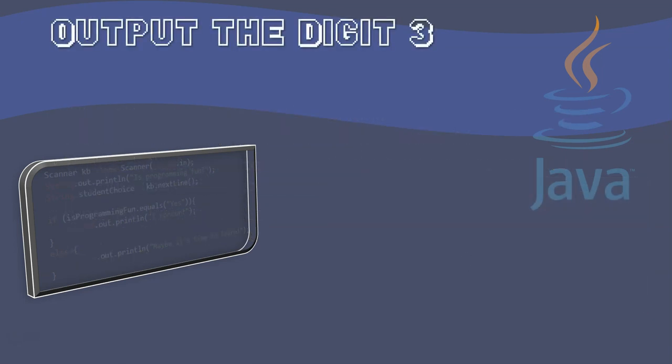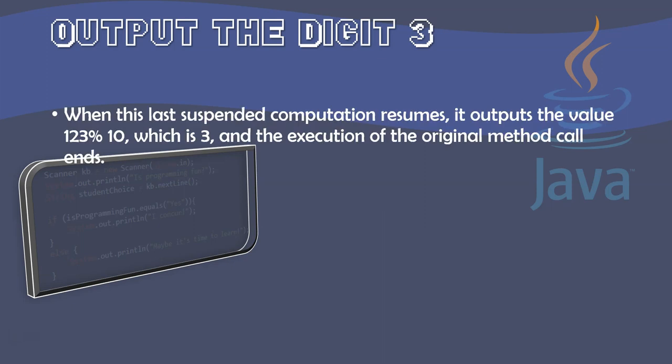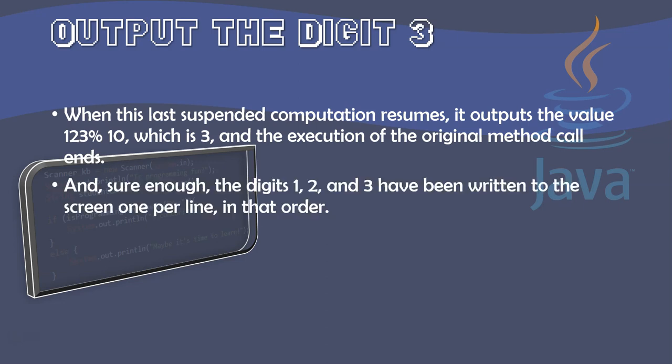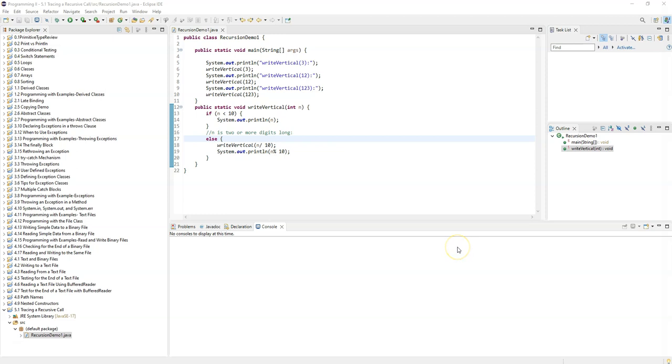So this is going to output the digit 3. When this last suspended computation resumes, it outputs the value 123 mod 10, which is 3, and the execution of the original method call ends. And sure enough, the digits 1, 2, and 3 have been written to the screen, one per line, in that order. And so here we are over in Eclipse.